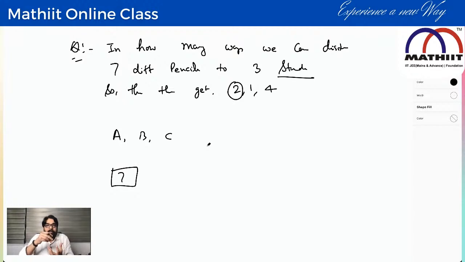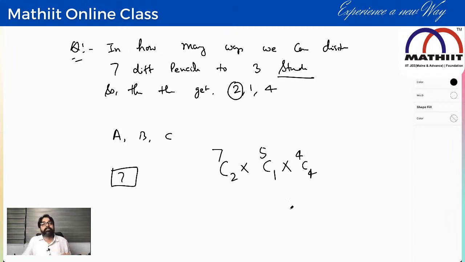Suppose one packet is there. In that packet I have to keep 2 pencils. So first I need 2 pencils. In how many ways can I select 2 pencils? 7C2. And now those 2 pencils are gone in the packet. Now the balance is 5 pencils only. From 5 pencils, I need 1 pencil, 5C1. And the balance 4 pencils, I want all 4 pencils, 4C4. Yes or no? 3 packets ready.